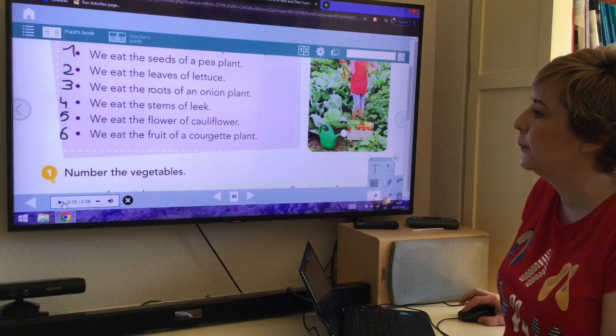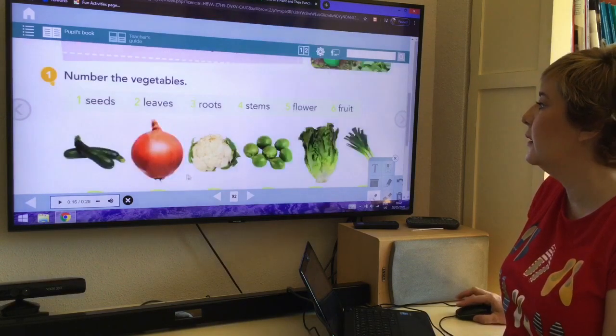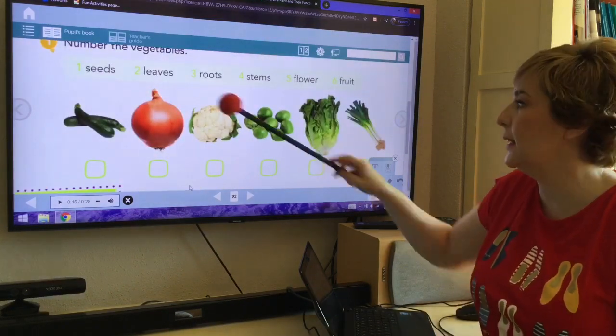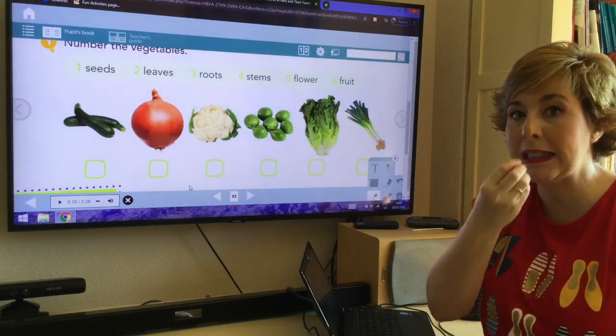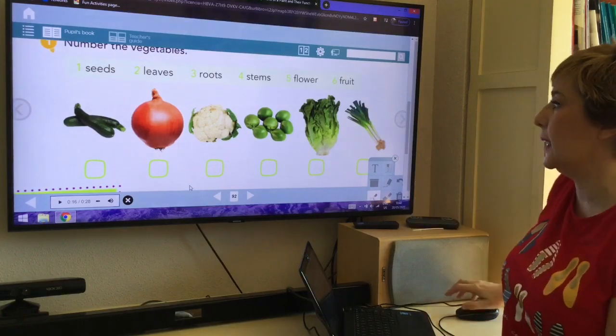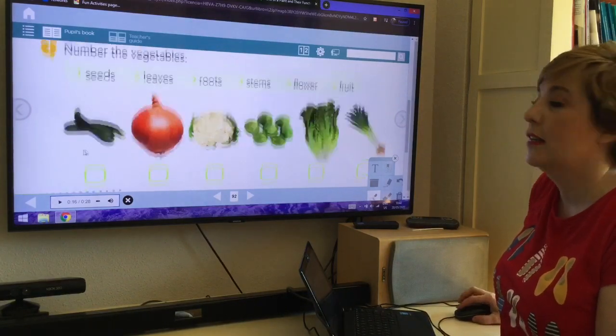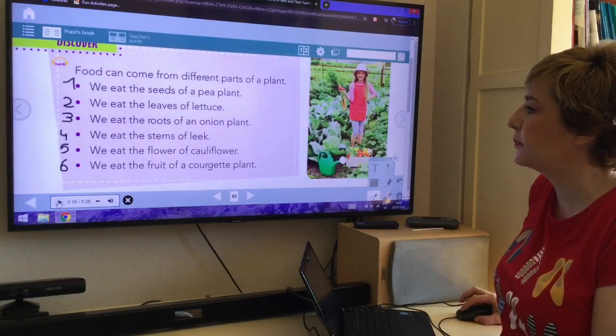Number 3. We eat the roots of an onion plant. An onion? An onion plant? This is a root. We eat the root. The root gets thicker and we eat it. Do you like onions? When I was a child, I didn't like them, but now I like them.